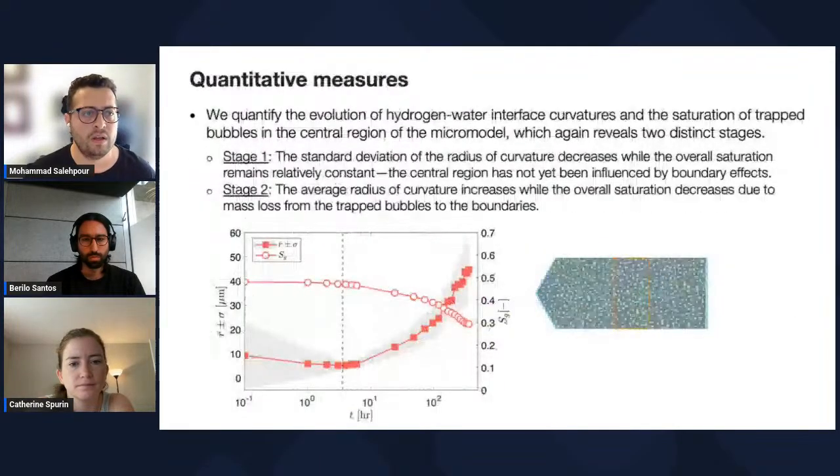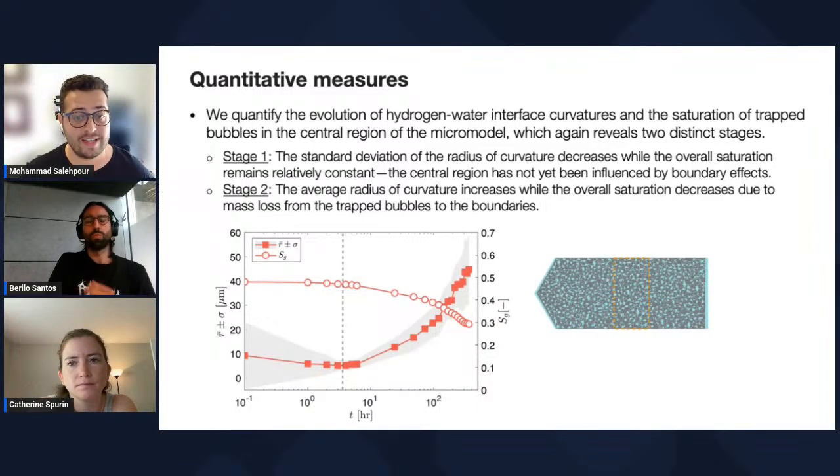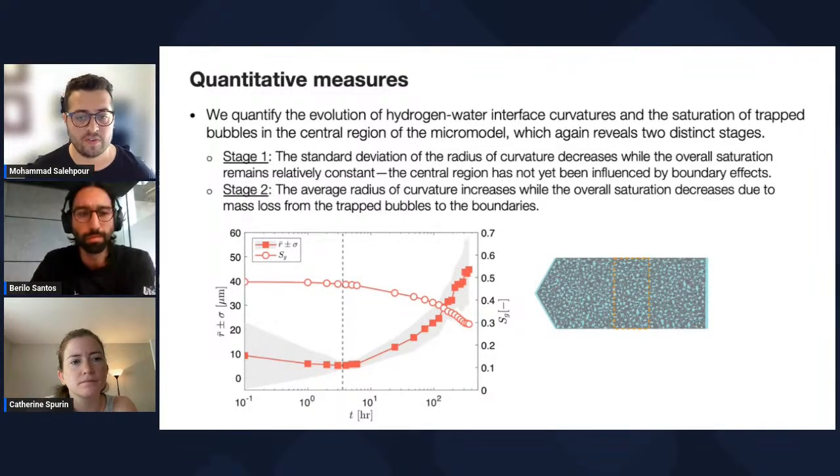So to quantitate this observation, we pick an area, a field of view in the middle of the microfluidic, distant from both right and left boundaries, and we look at the gas saturation and the radius of curvature, and also the standard deviation of radius of curvature of the trapped bubbles in that specific field of view.